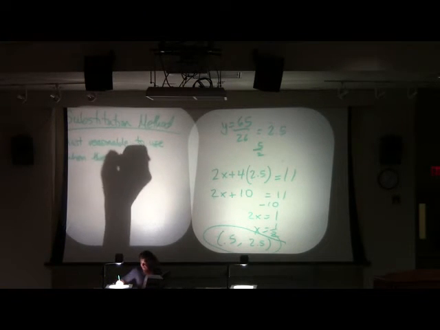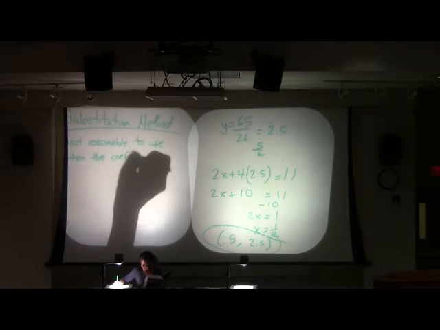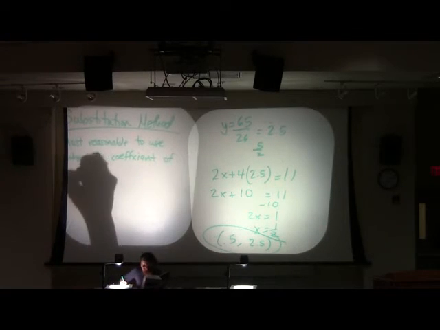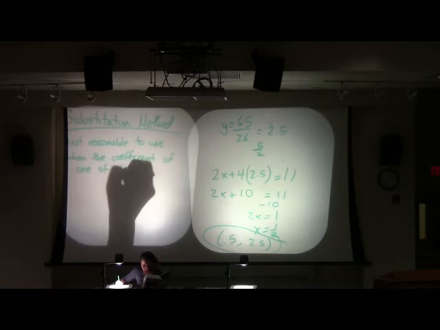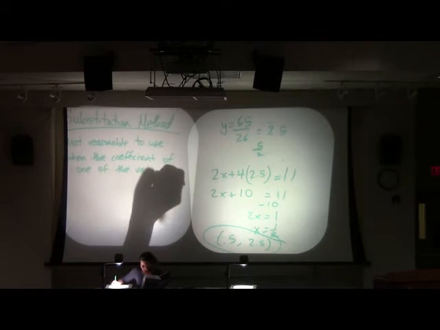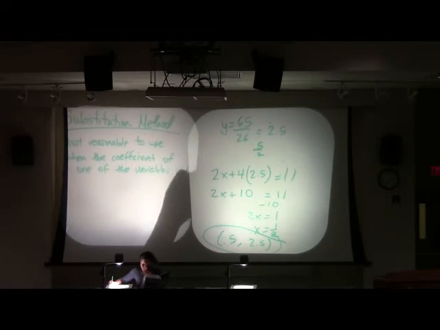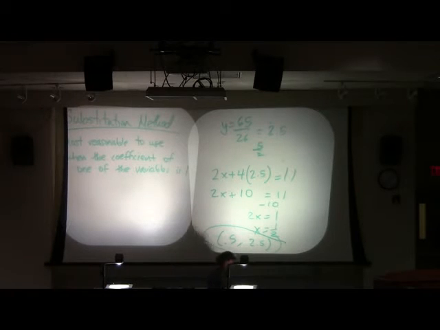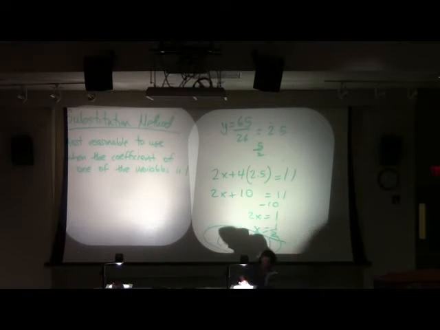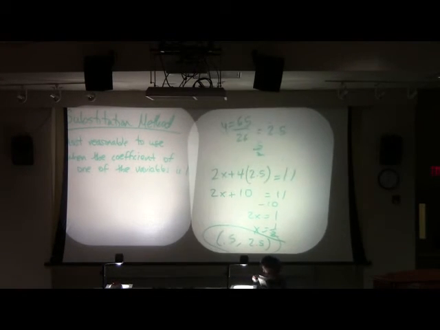It's most reasonable to use when the coefficient of one of the variables is 1. Coefficient, you guys, the number in front. You really only want to use this if you start out by having a 1 in front of one of your variables. Otherwise, you have fractions galore. Okay?